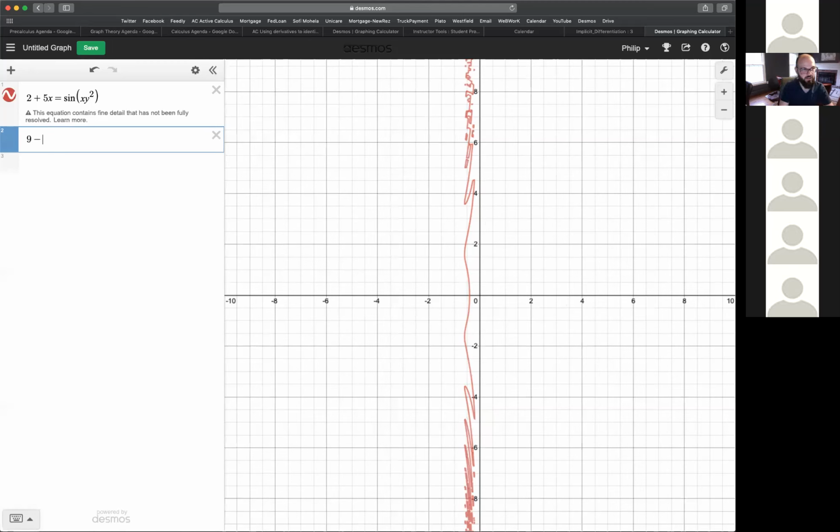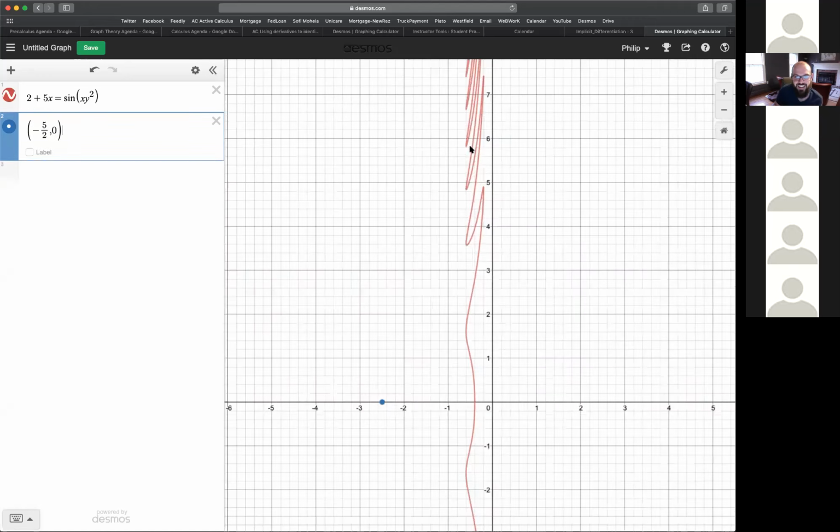Yeah, but we should have this point -5 halves, comma 0. Oh, yeah, right. Yeah, so these implicit curves.